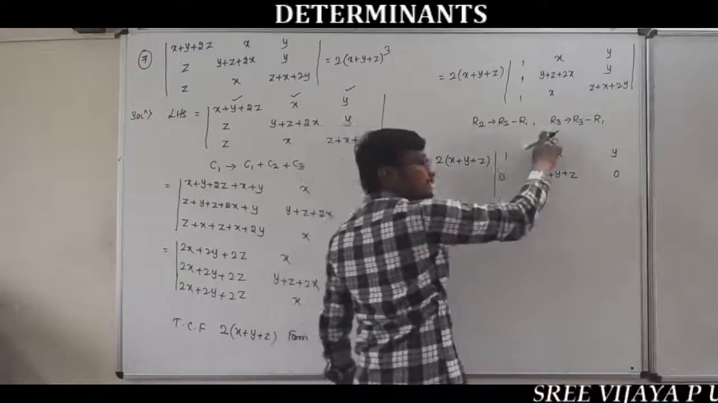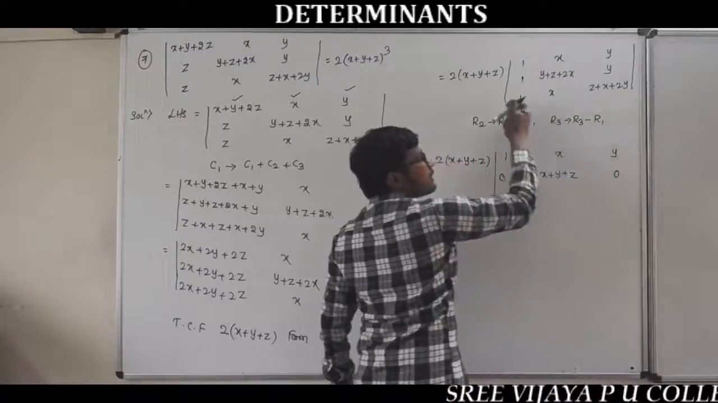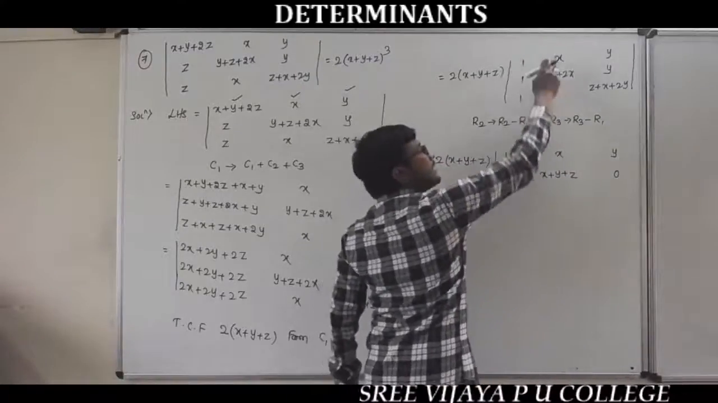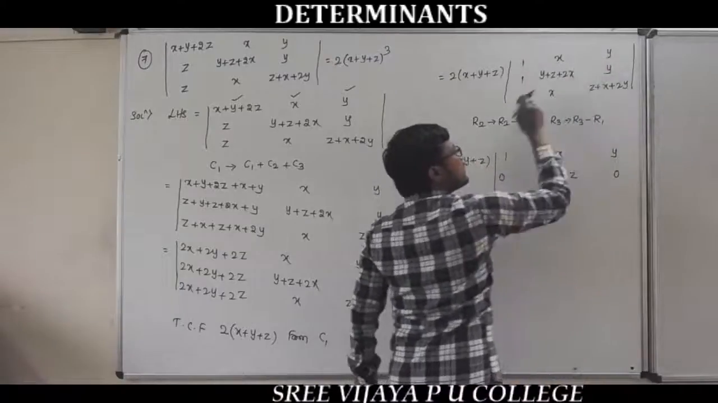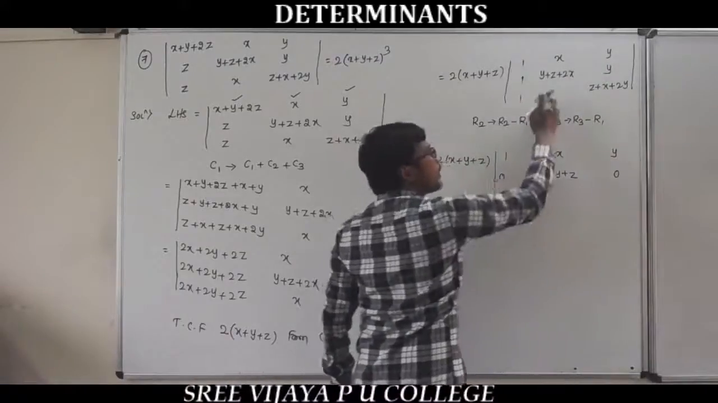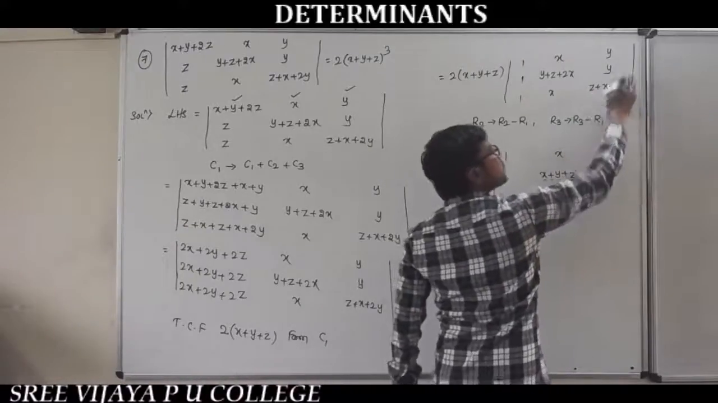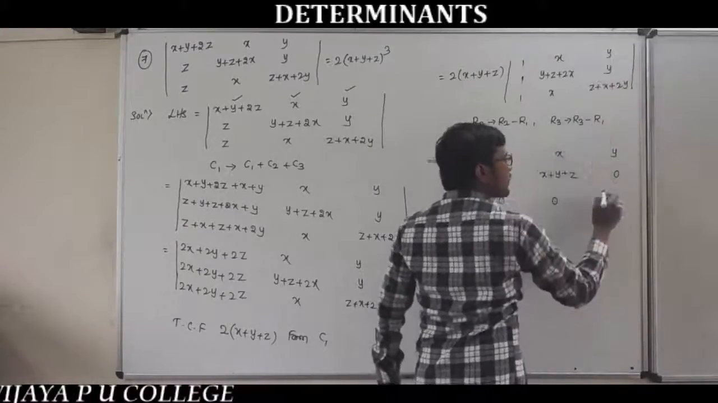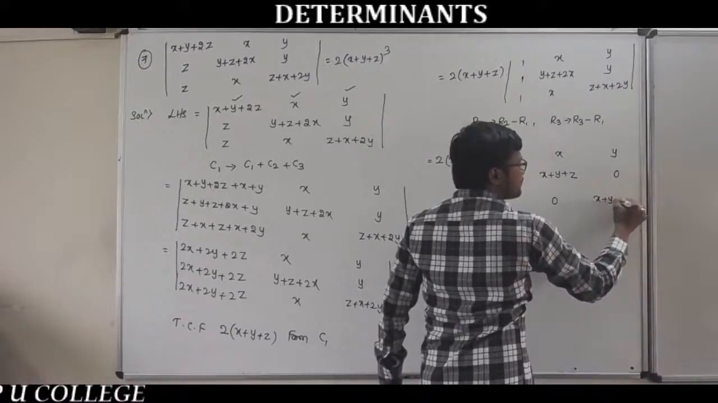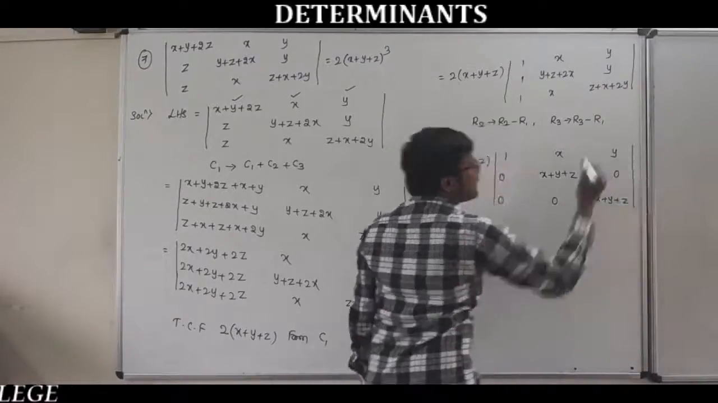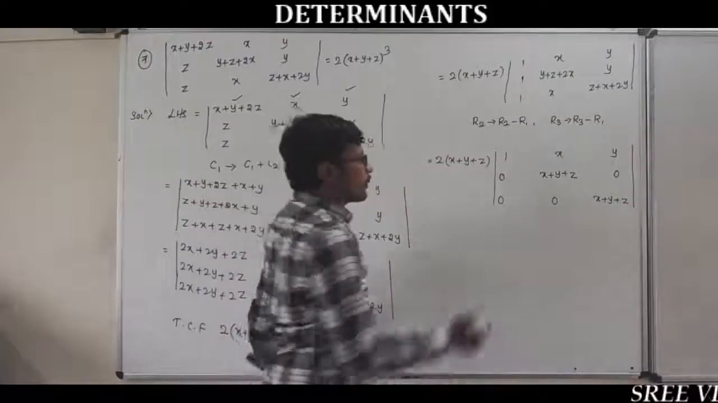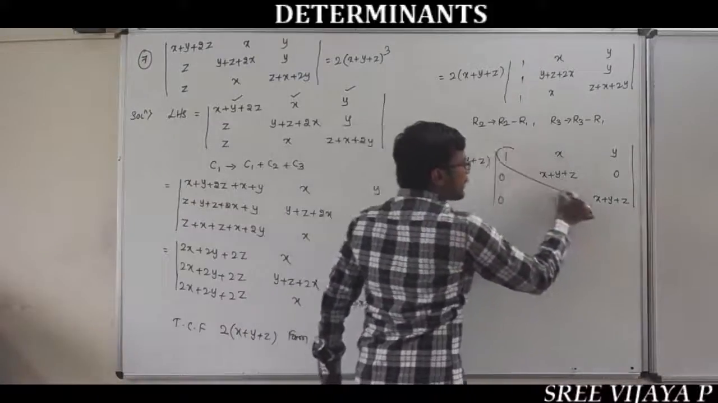Next R3 also changes to R3 minus R1. This minus this, and this minus this. 1 minus 1 is 0. x minus x is 0. z plus x plus 2y minus y: what is 2y minus y? It is y, right? So that also can be written as x plus y plus z. So now observe the principal diagonal elements.